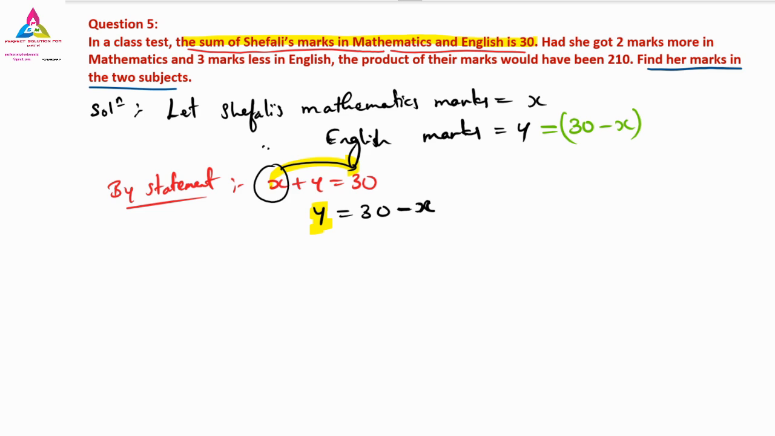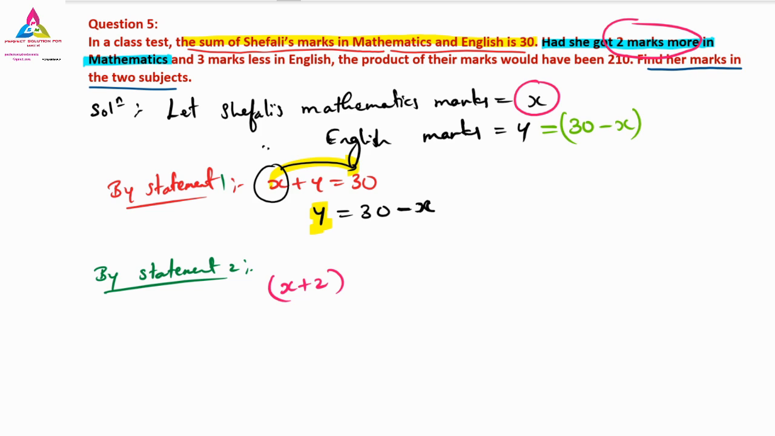Next one, statement 2. So statement 1 is finished, now we will go to 2. The second statement, if you see it correctly, says had she got 2 marks more in mathematics. So what will her marks be? Her marks will be 2 marks extra. The mathematics marks we have taken as x, and she has taken 2 marks extra, so it is x plus 2.